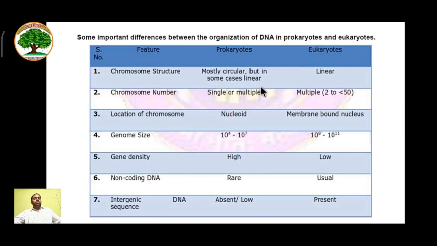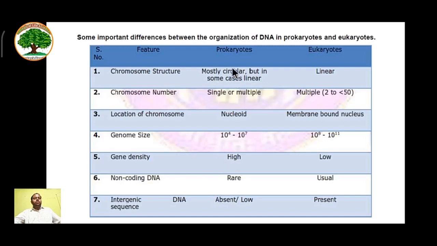So let's see the comparison between prokaryotic and eukaryotic chromosomes. The chromosome structure in prokaryotes is mostly circular, but in some cases it's linear also, but in eukaryotes it's linear. Chromosome number is single or multiple in prokaryotes, while in eukaryotes it is multiple, from 2 to 50, less than 50. Location: it is in the nucleoid in prokaryotes, and in the nucleus in eukaryotes. Genome size is comparatively about 10 raised to 4 to 10 raised to 7 here, while here it is 10 raised to 8 to 10 raised to 11.